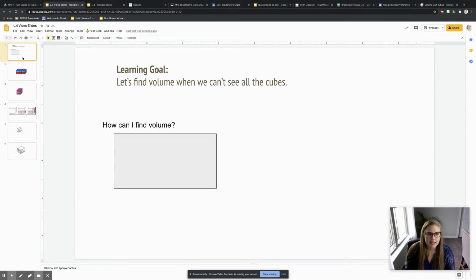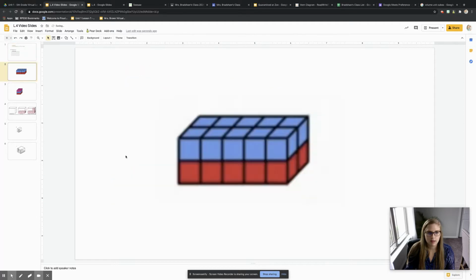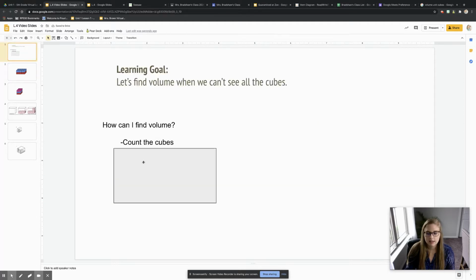Our learning goal today is we are going to find volume when we can't see all the cubes. So the first question is, how do we find volume? There are a couple of different ways that you can go about finding volume. The first way that we've been doing is counting the cubes. So you see your shape and you're just counting how many cubes are in the shape to figure out the volume. You can also count the cubes per layer and then multiply if you have several layers.